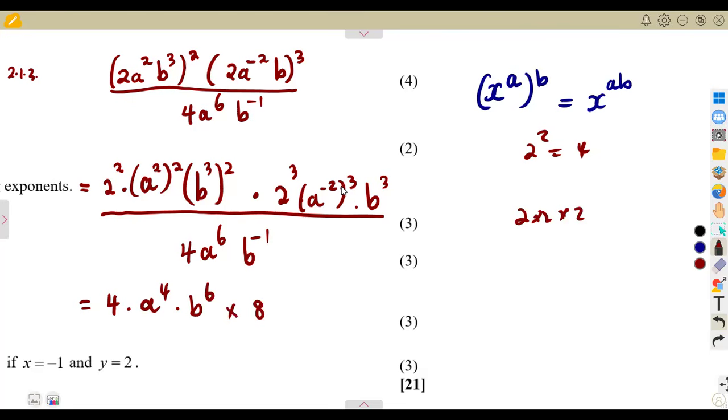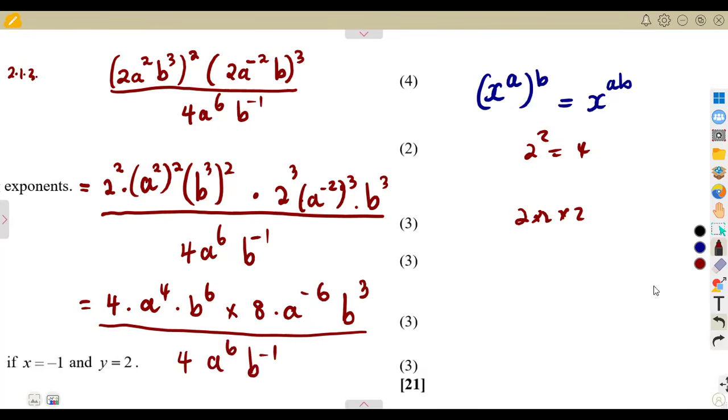A to the exponent of -2 to the exponent of -3, you multiply there, so that will be to the exponent of -6. -2 times -3, that's a -6. Then we've got b to the exponent of 3. Everything here is being divided by 4a to the exponent of 6, b to the exponent of -1.